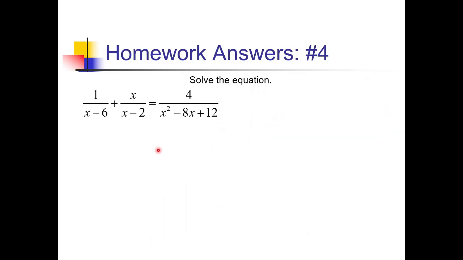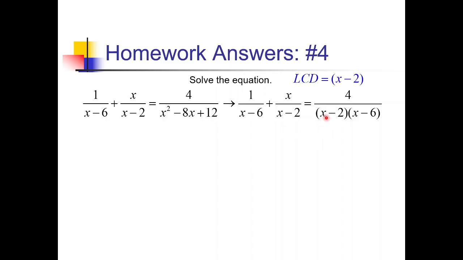For this problem, to solve this rational equation, I want to figure out the LCD. To do that, I want to first factor this denominator to see what I'm dealing with. So things that multiply to 12 and add up to negative 8. Let's see, 1 and 12 doesn't work. 2 and 6 works if they're both negative. So this becomes x minus 2 and x minus 6, which thankfully is what I have in the other fractions. Nice coincidence there. So that means my LCD is just x minus 2 and x minus 6.